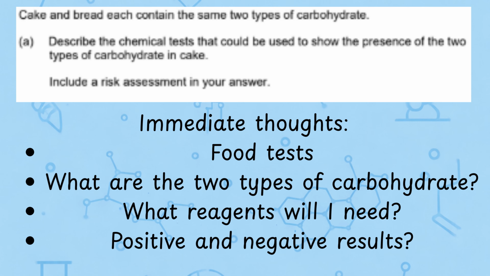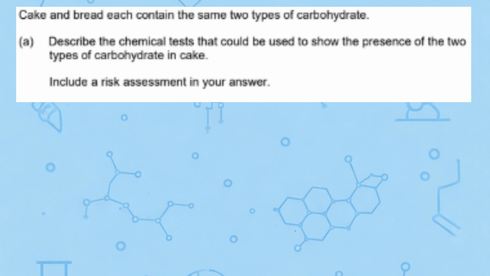Number 3, what type of reagents will I have to use? In order to test for starch and to test for sugar, you should know that you're going to need to include iodine for starch, and Benedict's reagent and heat for reducing sugars. And then finally, I'd be thinking, okay, what are the positive and negative results of that, which I'll show you on this page just now.